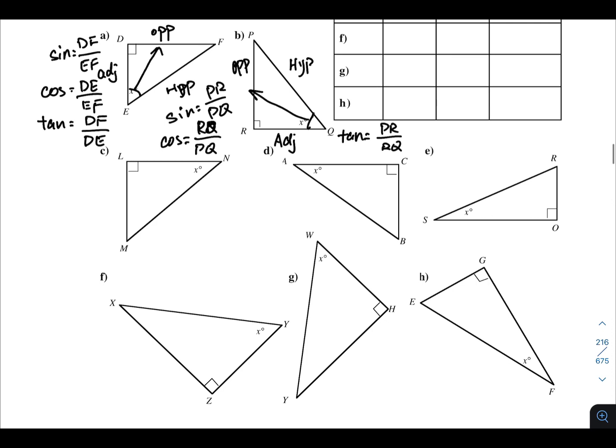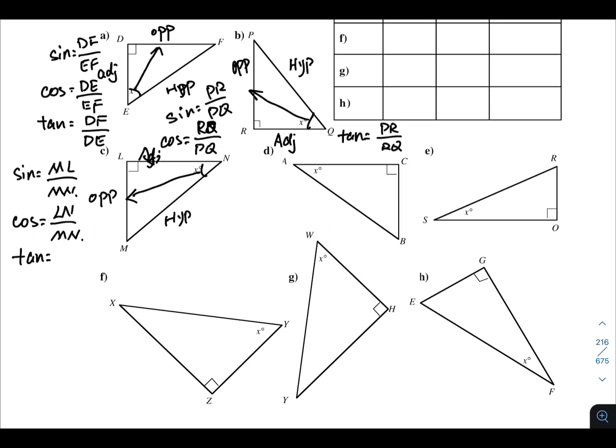Let's look at C. This is the angle, so this is the opposite, and the longest is the hypotenuse, so MN is the hypotenuse, and the last one is adjacent. The sine is opposite, so ML divided by MN, and the cosine is LN divided by MN, and the tangent is opposite divided by adjacent, so it's ML divided by LN.